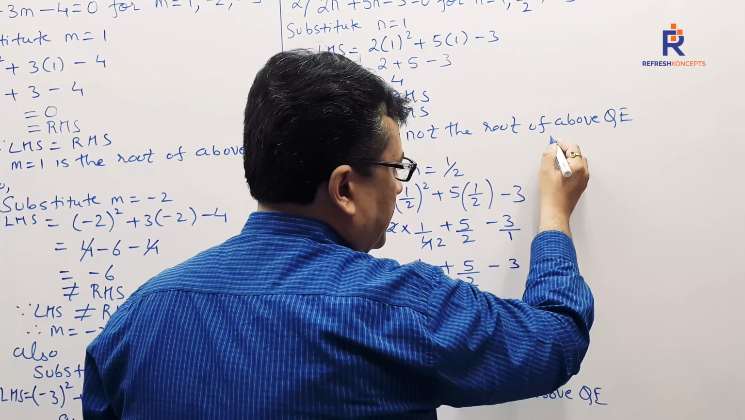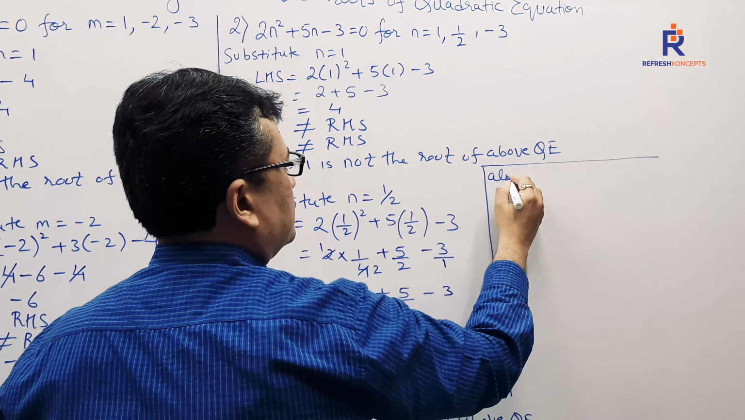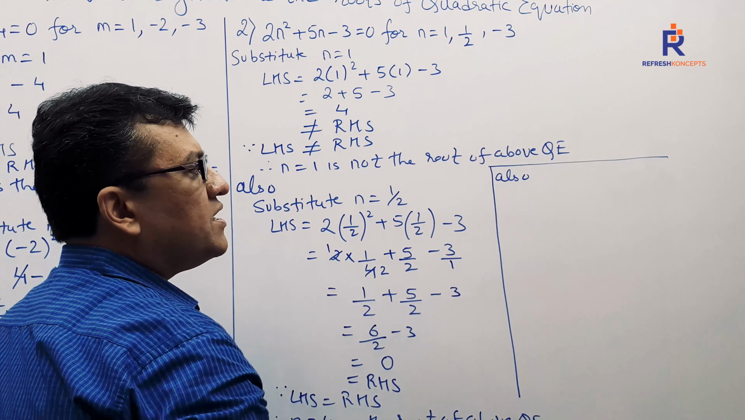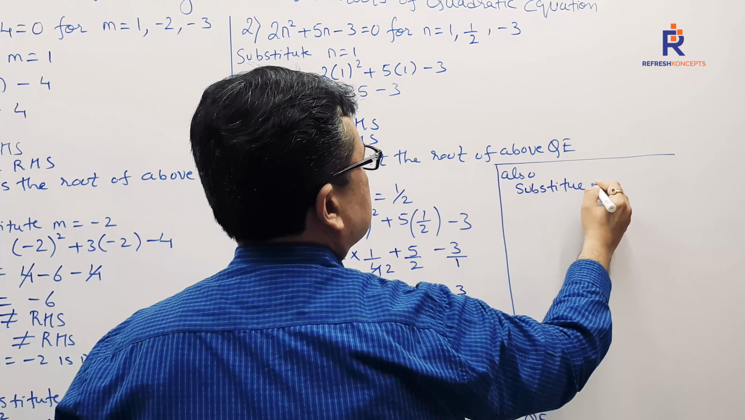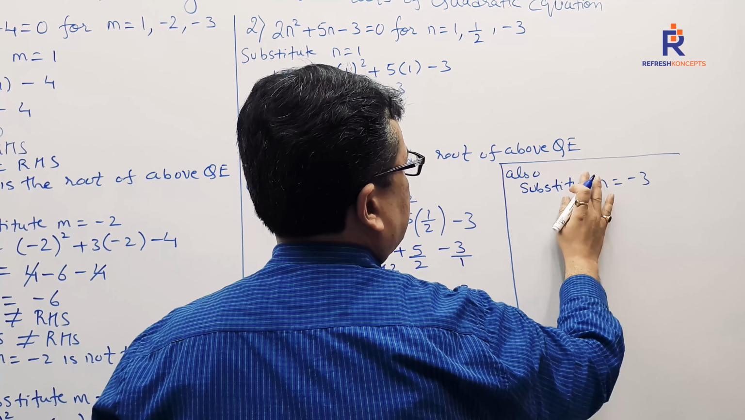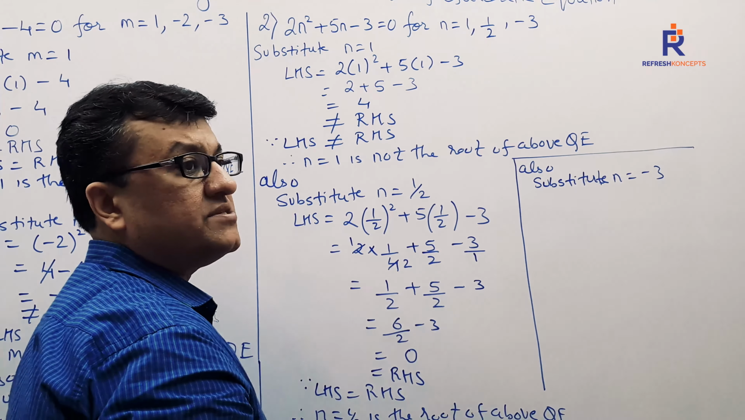Let me solve the third one here, children. What we need to do is we just substitute. Also, I have taken the third one here. Substitute n equals to minus 3.